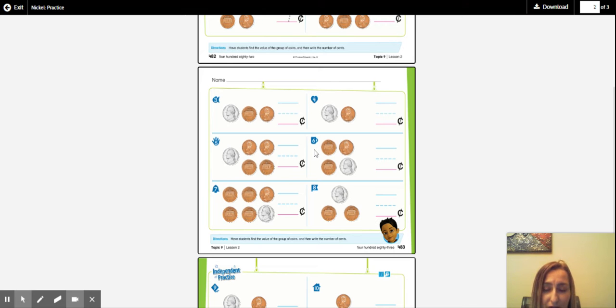Now look over here at number 6. The nickel is way at the bottom on the right-hand side, but we can still start counting with 5 cents for the nickel because it's the one that's worth more. 5, 6, 7, 8.